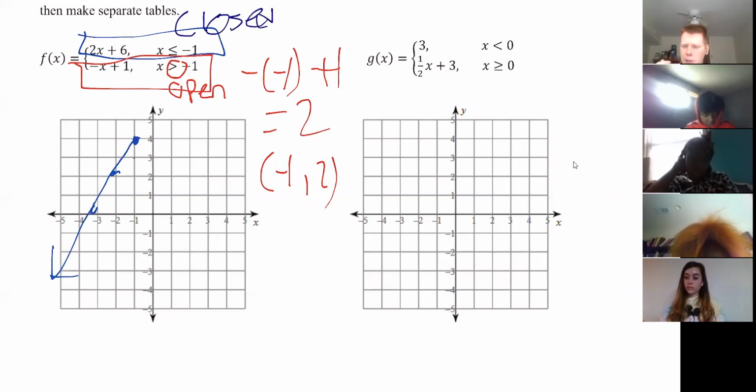Or if you can unmute yourself too, if it's easier to say it. Why are we plugging in -1?